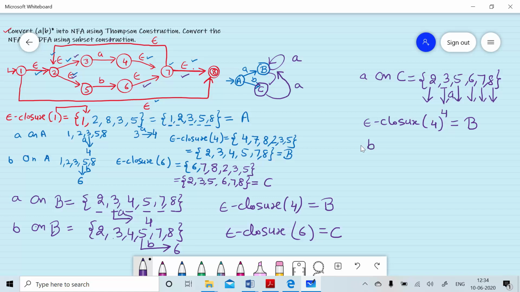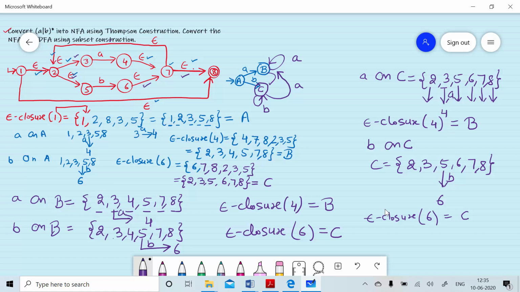Now we will discuss B on C. So C is nothing but 2, 3, 5, 6, 7, 8. We will read B on 5 and we will move to state number 6. So now we will find out sigma closure of 6, and sigma closure of 6 is C. So on reading of B on C, we will move to state C.